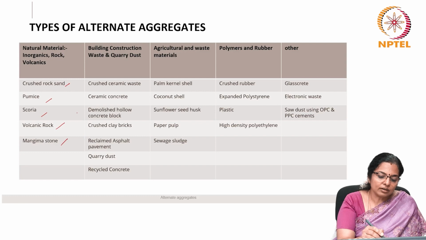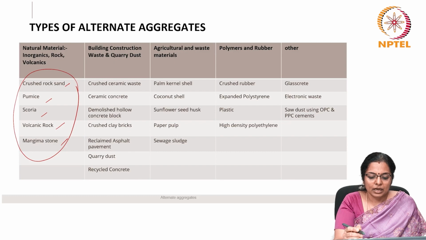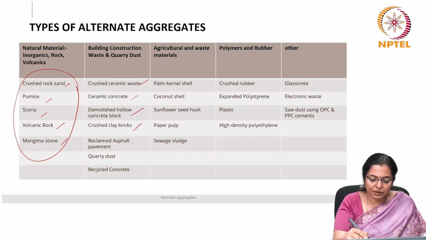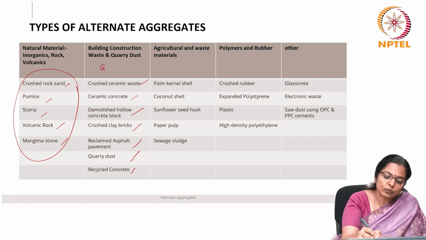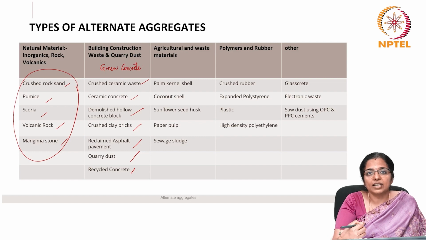But these are all depletable over time. These are not infinite. From building construction waste and quarry dust, crushed ceramic waste, ceramic concrete, demolished hollow concrete block, crushed clay bricks, reclaimed asphalt pavement, quarry dust and recycled concrete can be alternate aggregates, and using this will make the concrete as green concrete because these are wastes which are again recycled into aggregates.